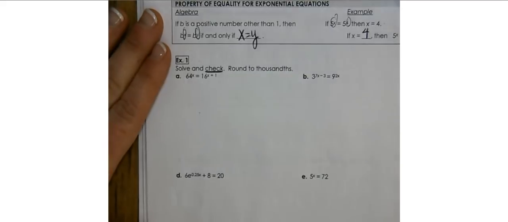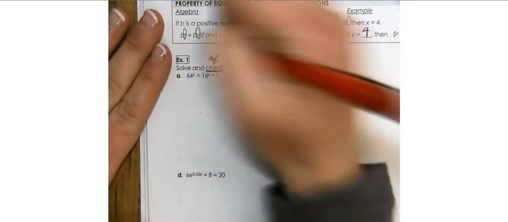Sometimes, though, you will not be able to change both bases to be the same, and when that happens, then we're going to use our skills from our warm-up. Let's go ahead and look at our first example. Our first example is we want to solve and check. Check is a key word. Every single one of these will need to be checked.